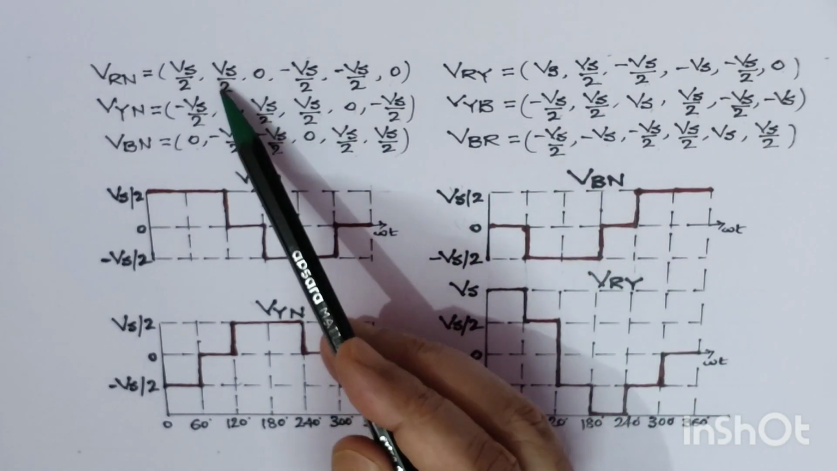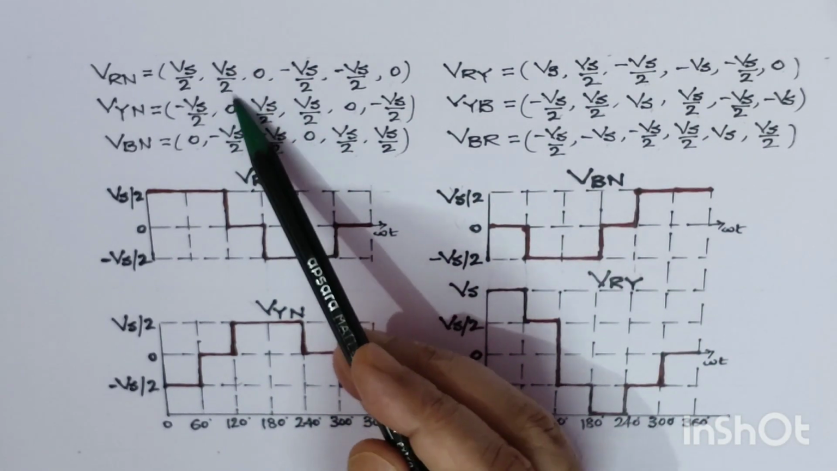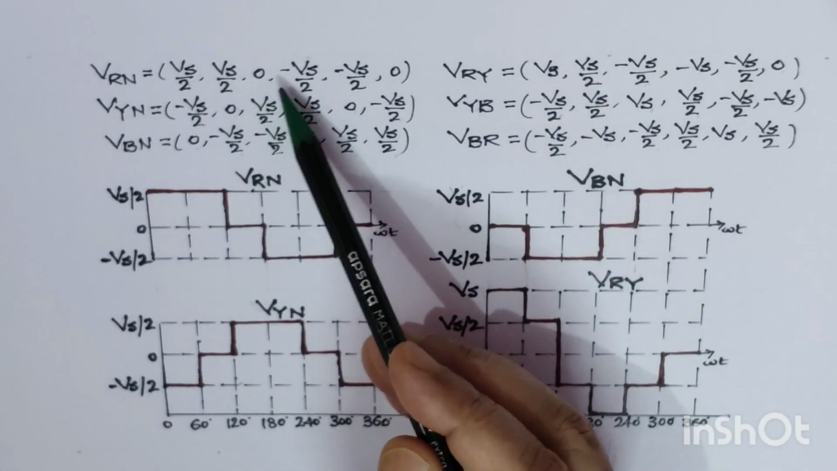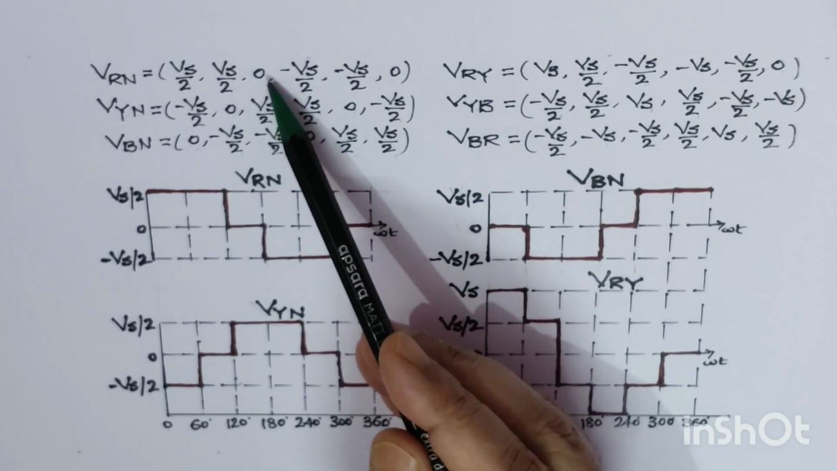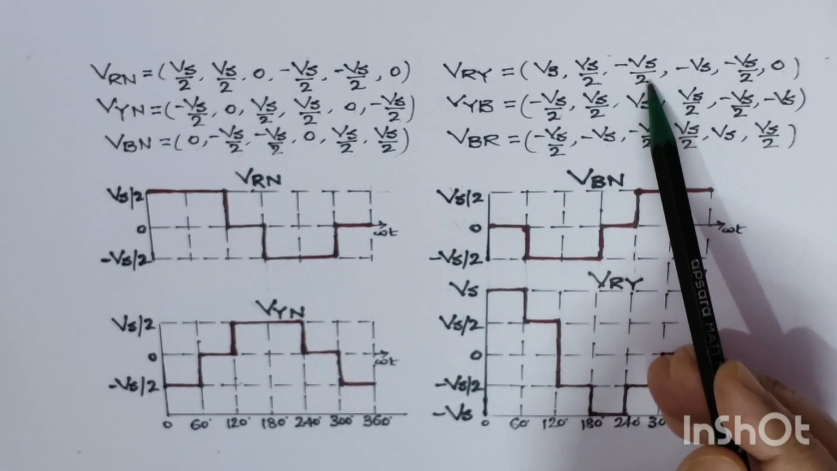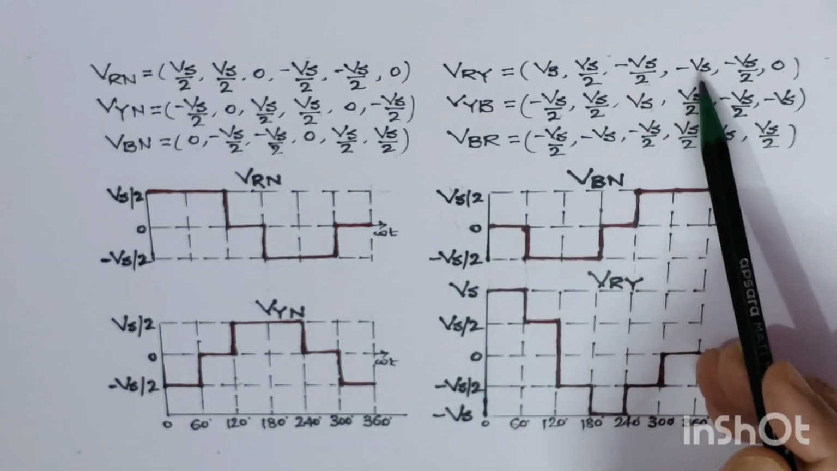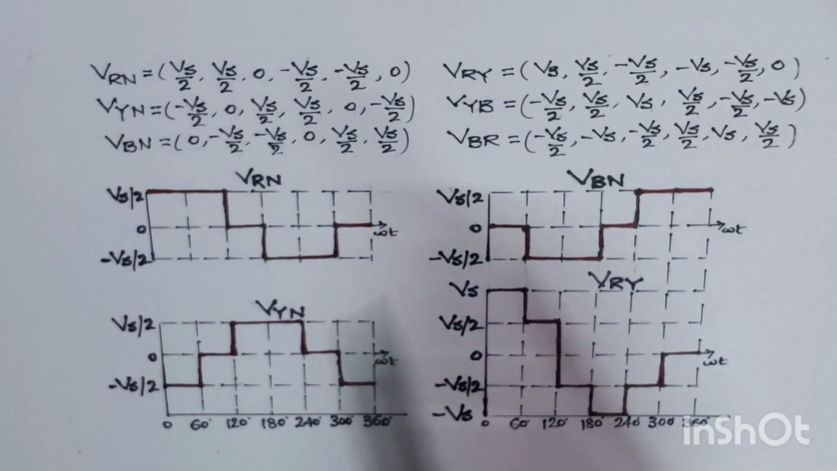Now let us see the next step, Vs by 2 minus 0. This will become Vs by 2, so it is written here Vs by 2. For the next case, let us see 0 minus Vs by 2. It will be equal to minus Vs by 2, which is written here. Similarly, we can find out the next step also, that is minus Vs by 2 and 0.